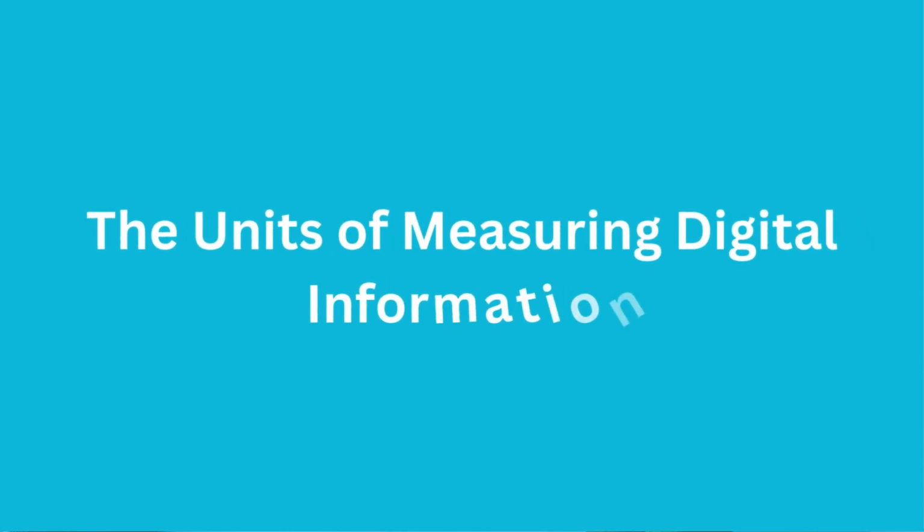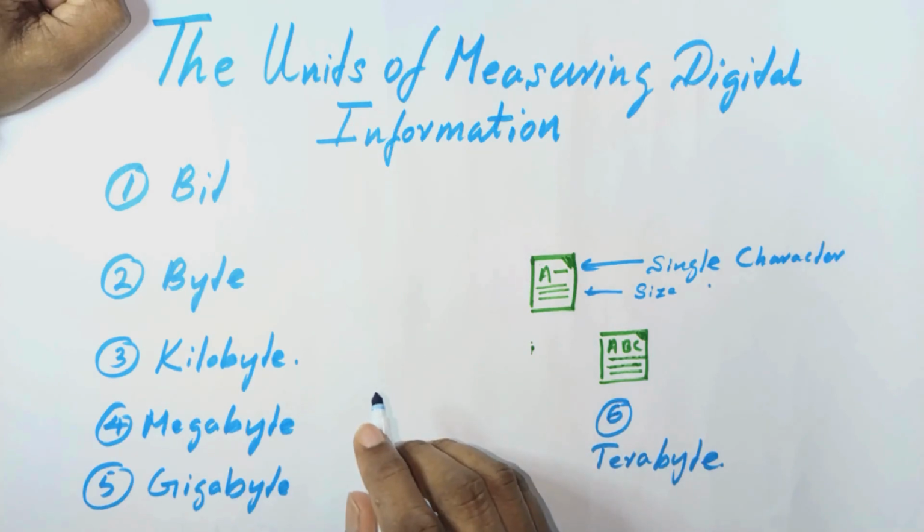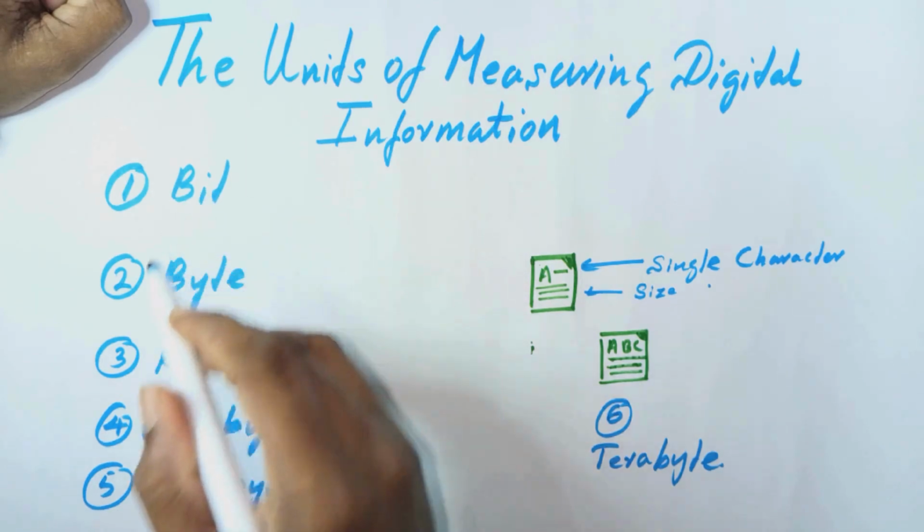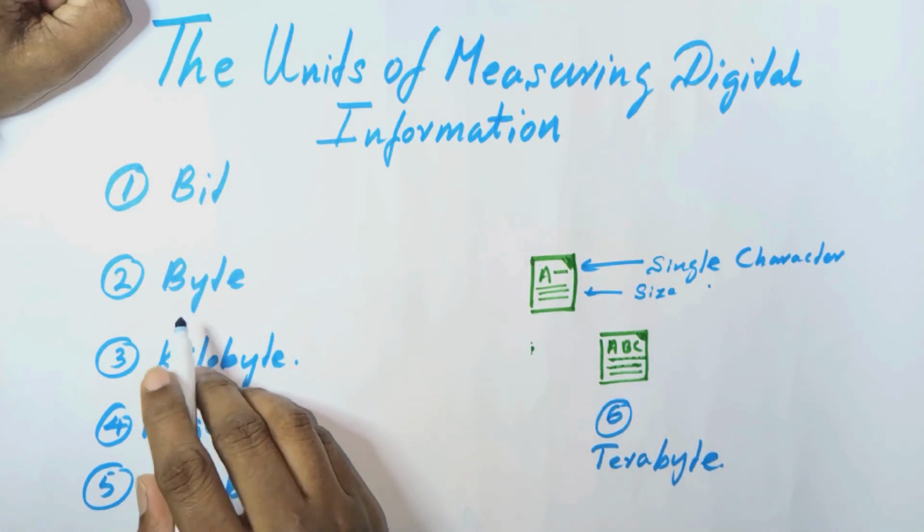Hello everyone, in this video we are going to learn about the units of measuring digital information. First, there are two units to be considered. The first one is bit, the second one is byte.